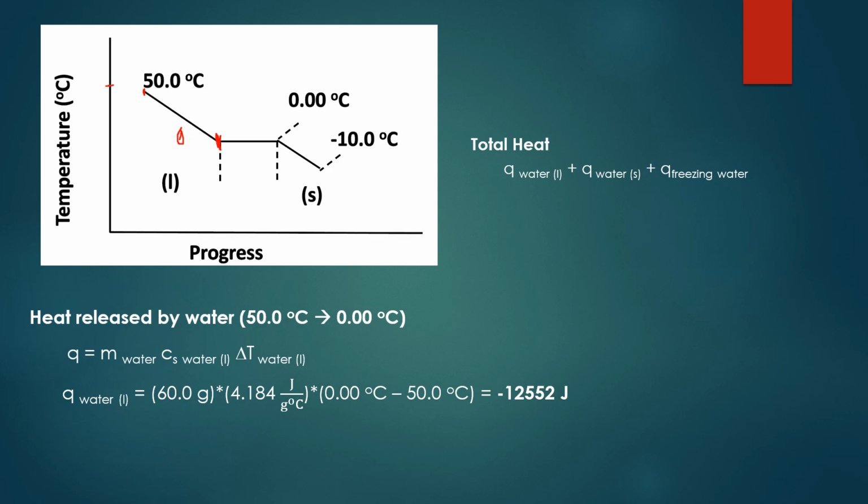The second step, where the plateau is, I'm going to highlight it in blue, this is where the phase change is happening. So heat is still being released from the system in this case, not going into the system. However, the heat that's being released isn't marked by a temperature change. Instead, we're seeing the phase change from a liquid to a solid.